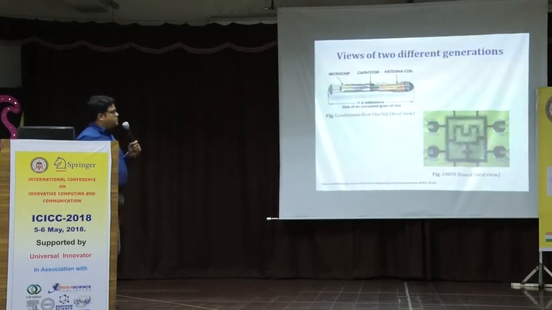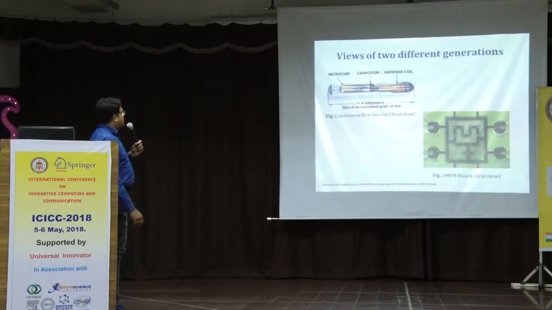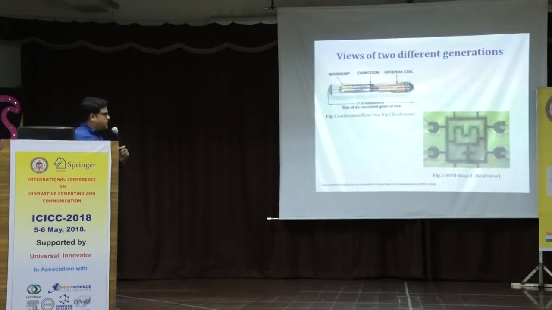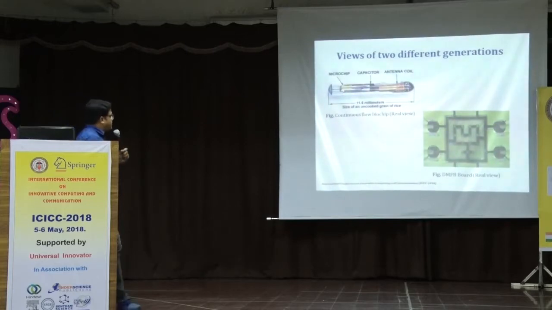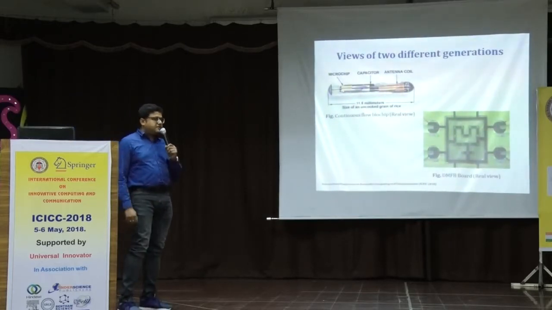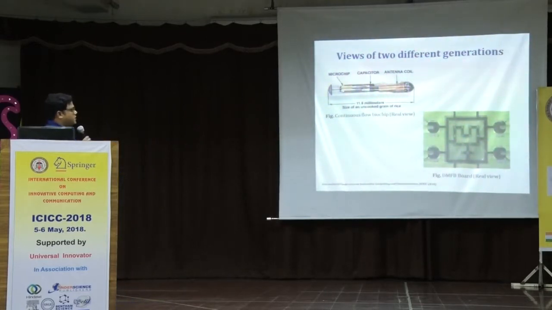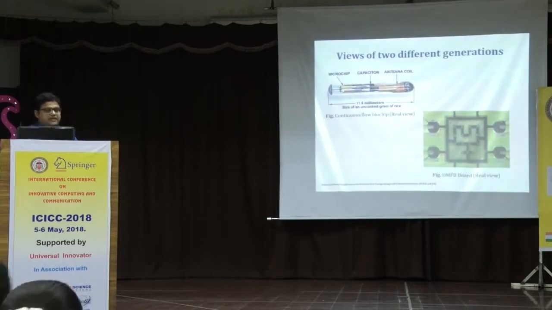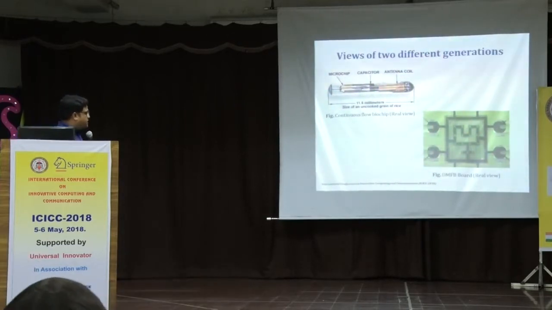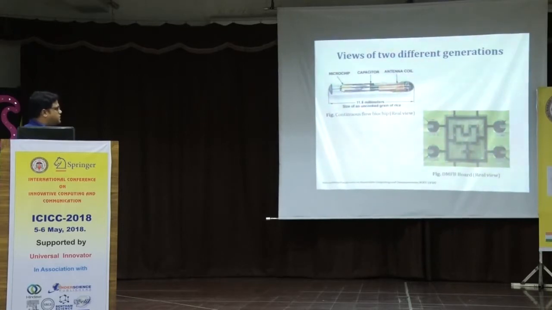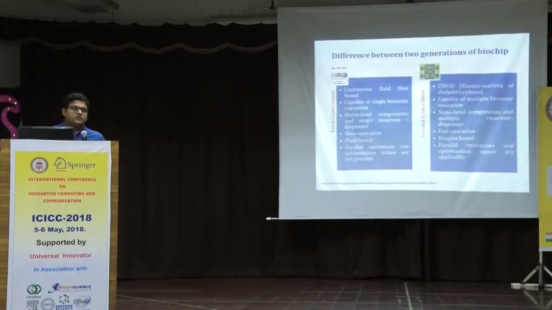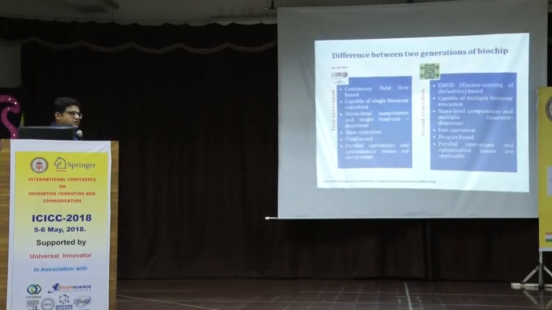Since this is a very new topic, normally the first one in the top left corner is the continuous flow biology, the first generation biology, which probably could not manage many operations. The later version, the digital microfluidic biology, is shown in the bottom right corner. If we look into the differences between these, the first generation was continuous.